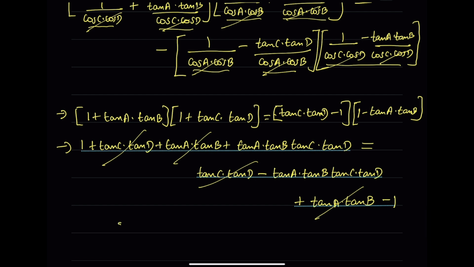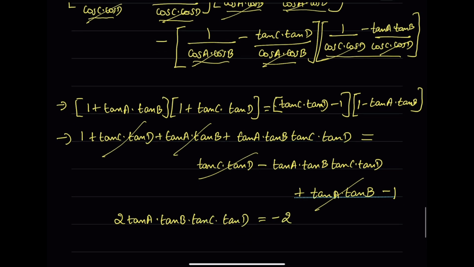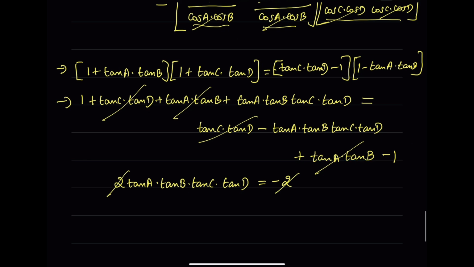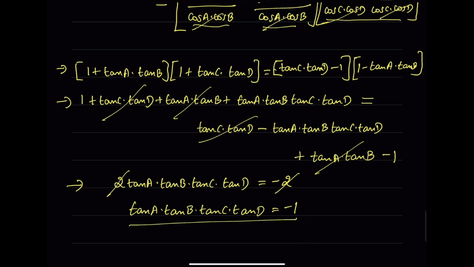So when we rearrange the equation, we would get 2 tan A tan B tan C tan D is equal to minus 2. Now if we cancel out the 2 here, the final proof would be tan A tan B tan C tan D will be equal to minus 1. So this is how we can solve the first question.